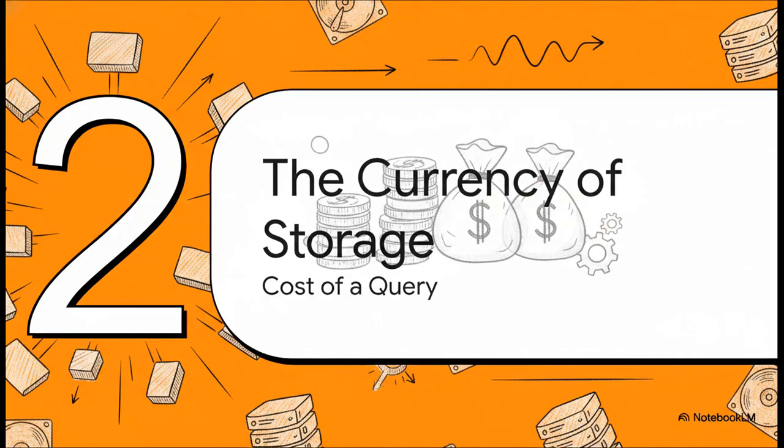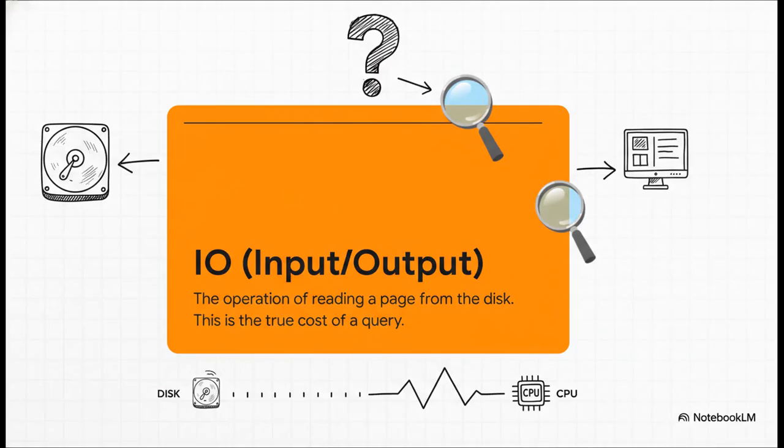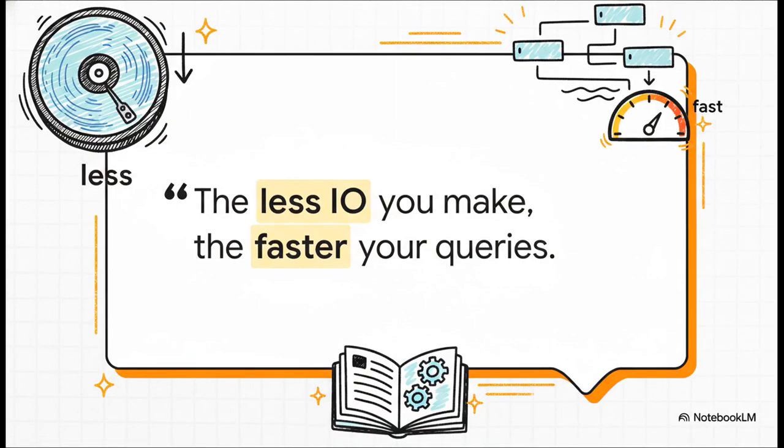So that brings us to maybe the most important concept for performance. If we have to read these entire pages, how do we measure the actual cost of a query? What's the currency we're spending here? And that currency is I/O, which stands for input/output. Every single time the database has to pull a page off the disk, that is one I/O operation. And let me tell you, reading from a disk is by far one of the slowest things a computer ever has to do.